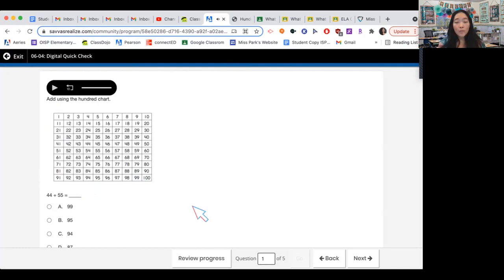Add using the 100 chart. So we have 44 plus 55. What you'll do is circle 44, skip count by tens, 1, 2, 3, 4, 5, and then add on by ones. 1, 2, 3, 4, 5. Your answer is 99.